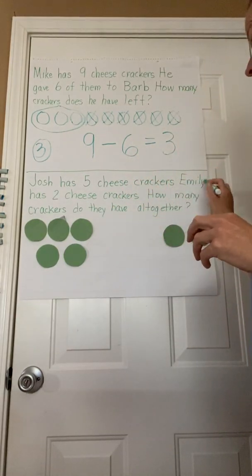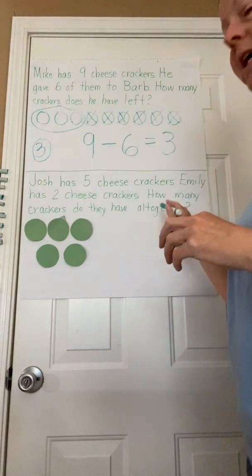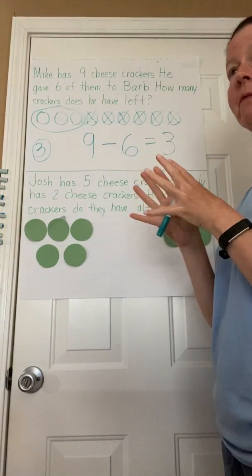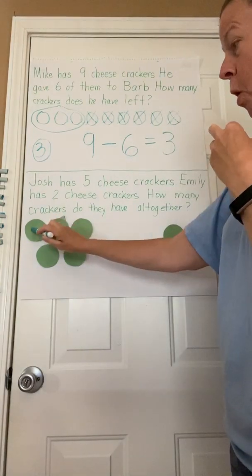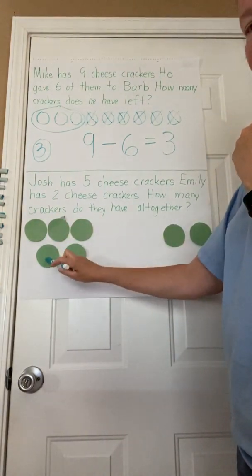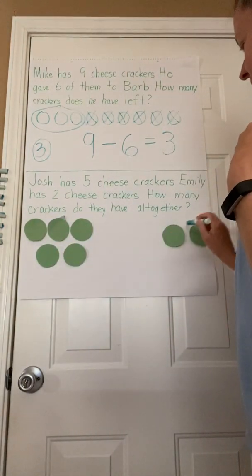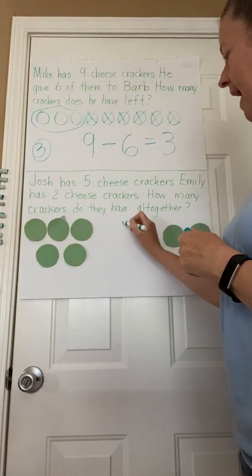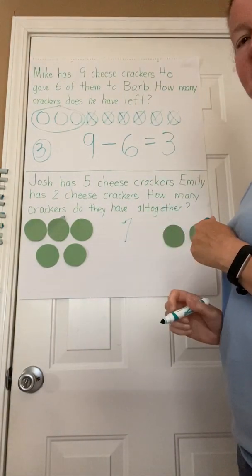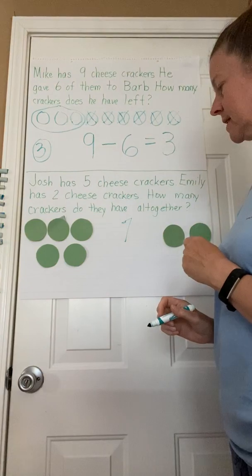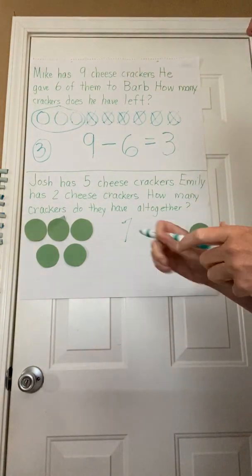Now it says how many crackers do they have all together? So that means we're going to count them all. 1, 2, 3, 4, 5, 6, 7. So how many do they have all together? 7. Yes.